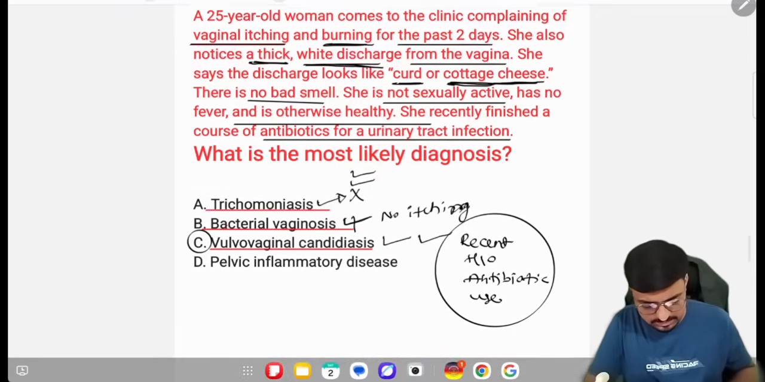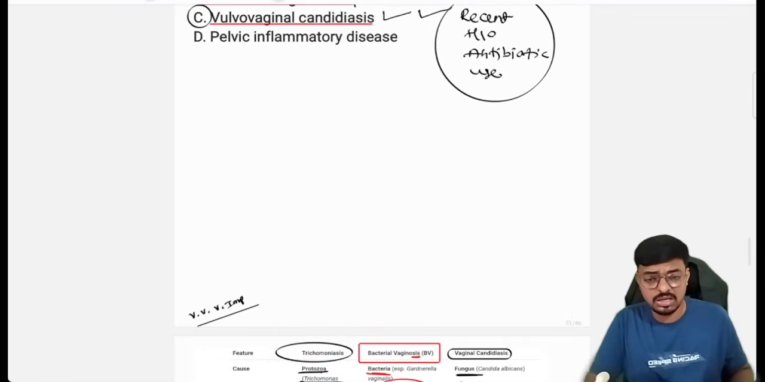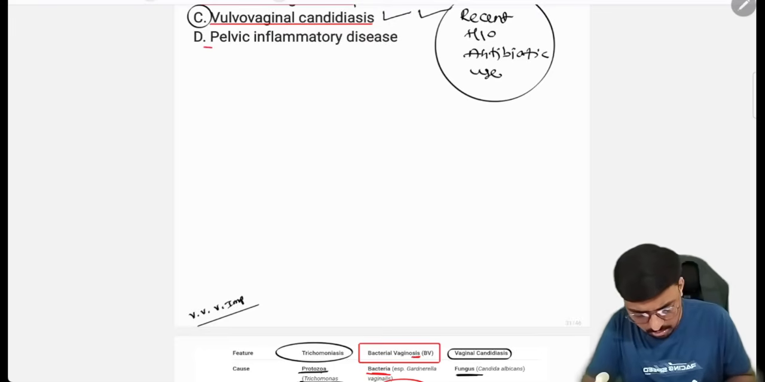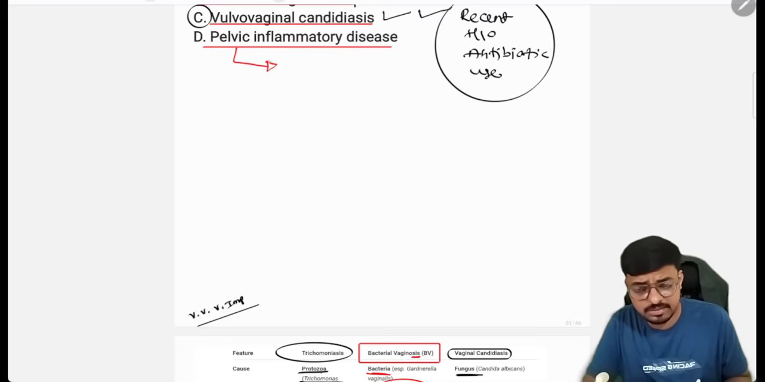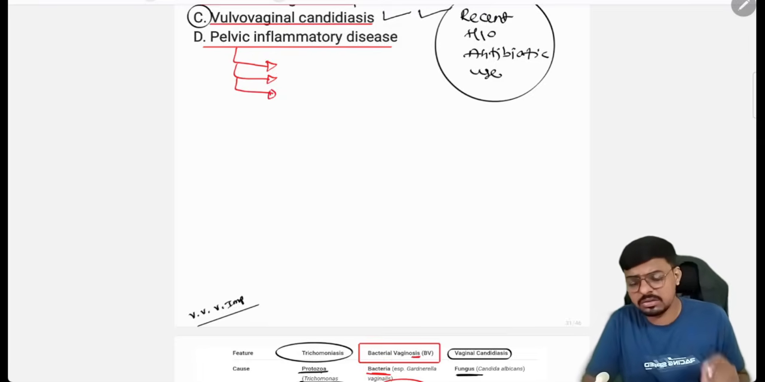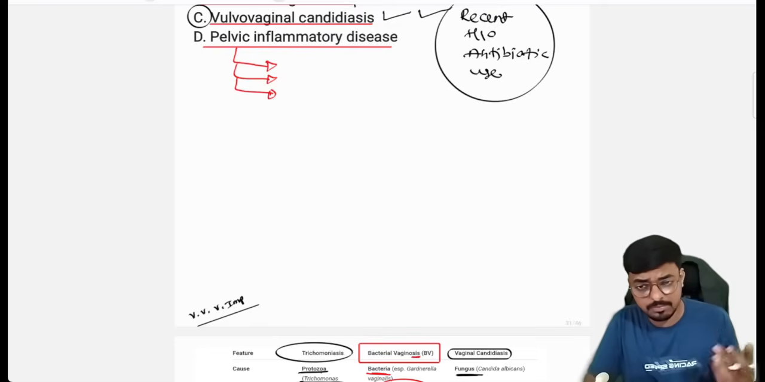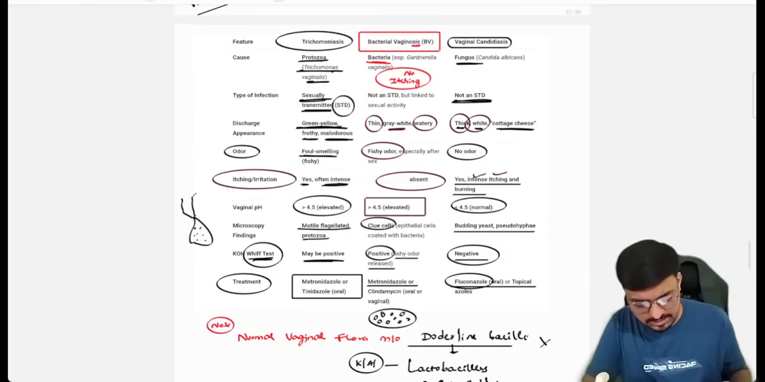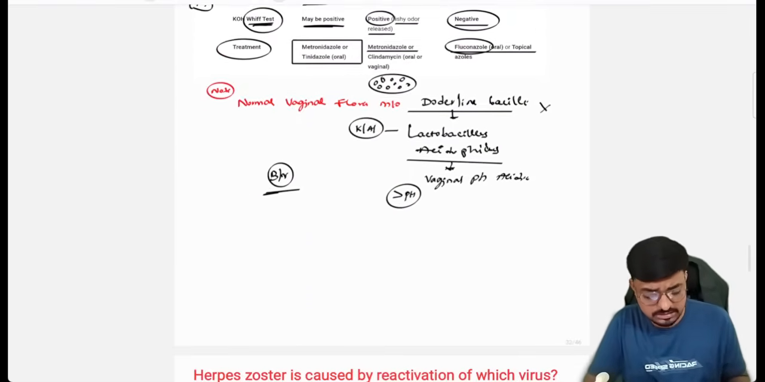And pelvic inflammatory disease is not a part of vaginitis. In pelvic inflammatory disease, we will study inflammation of all the pelvic organs. We will study salpingitis, the infection and inflammation of the fallopian tube, and endometritis, the infection and inflammation of the endometrium. We will study oophoritis, the infection and inflammation of the ovary, and we will study cervicitis also. That is part of pelvic inflammatory disease, right? So vaginitis is not a part of pelvic inflammatory disease, keep that in your mind.